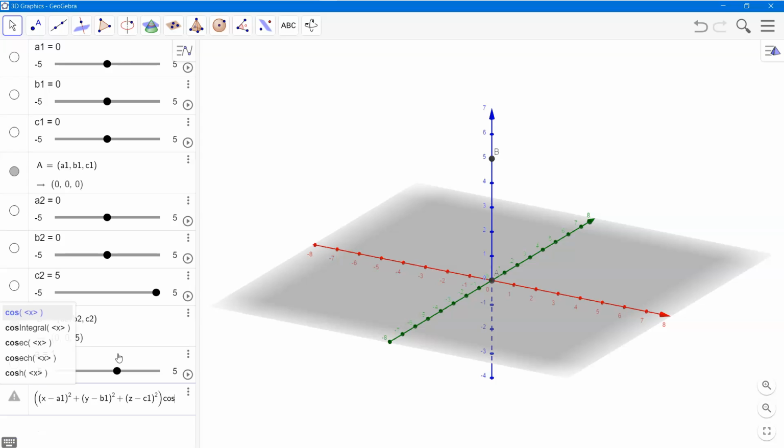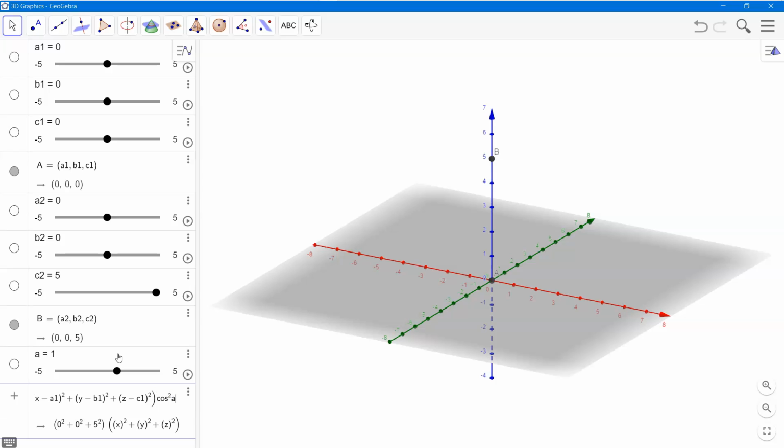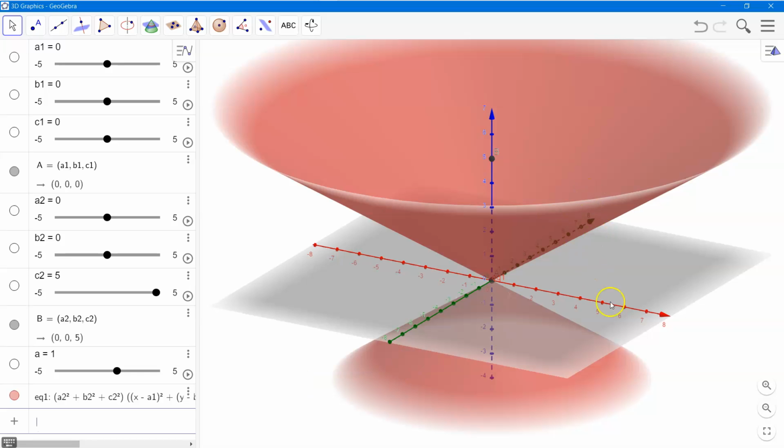and then cos square A is equal to x minus A1 times A2 plus y minus B1 times B2 plus z minus C1 times C2. No, this should be inside the bracket. Yes, and this whole thing should be square. Okay, so we got the cone.